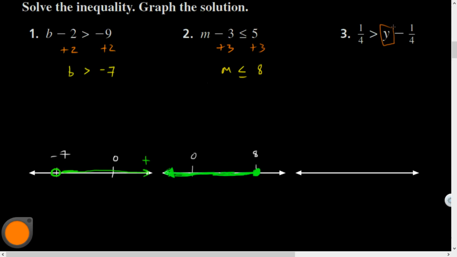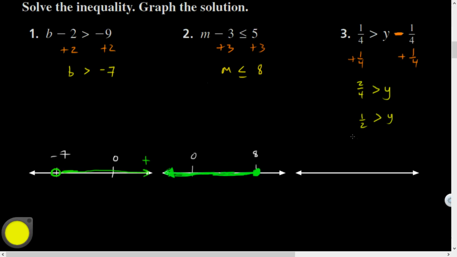Am I trying to get this by itself? What am I aiming for here? Y is being subtracted by 1/4, which is weird. It's got fractions. How do I undo subtracting? Addition. So let's add 1/4, and we'll add it to both sides. Okay, I'll help us on the fraction part. 1/4 plus 1/4 is 2/4. And 2/4, does that reduce? Yeah, like 50 cents, which is half of $1, right? So that's a half is greater than y.